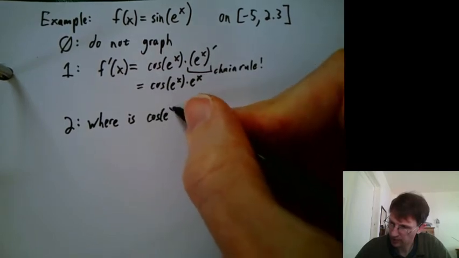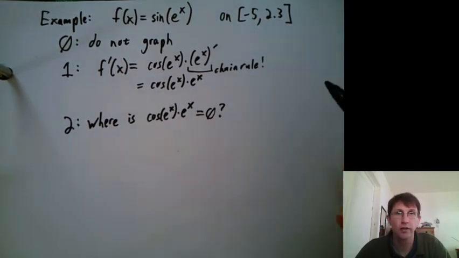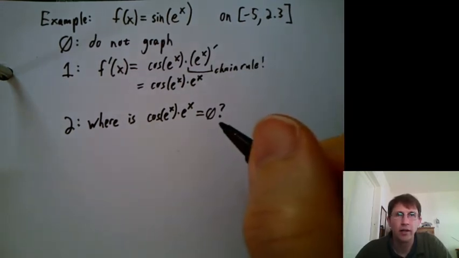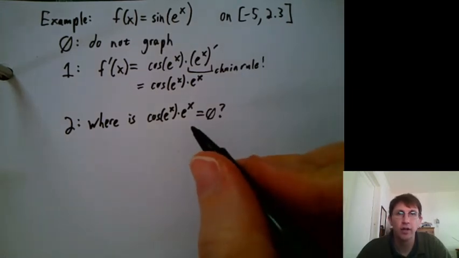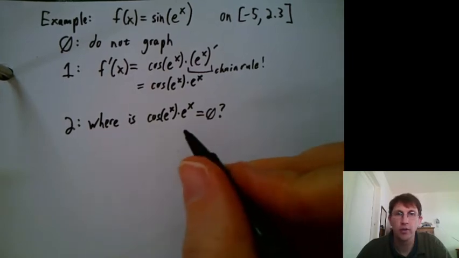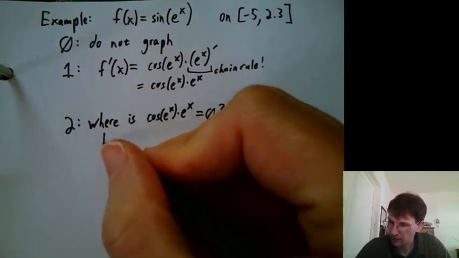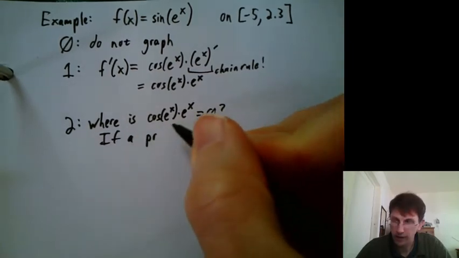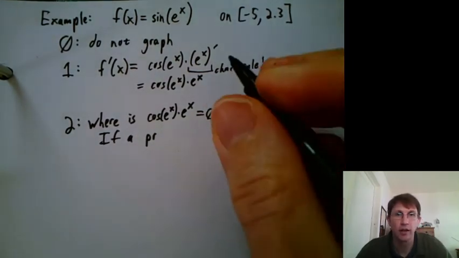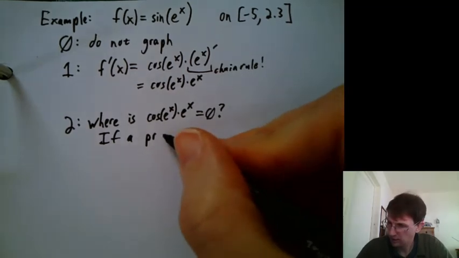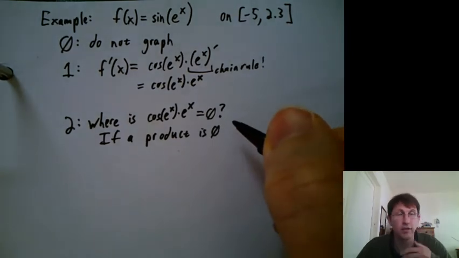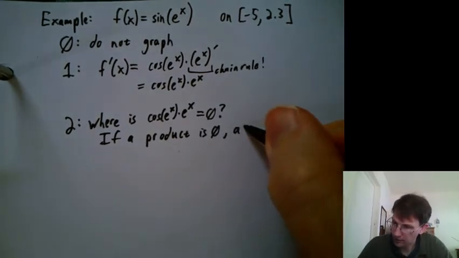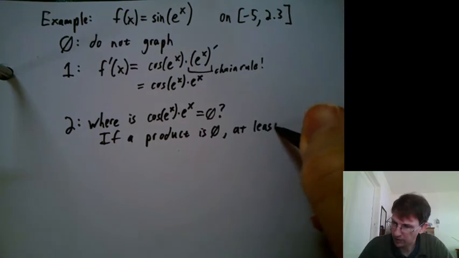So where is cosine e to the x times e to the x equal to 0? Wow, that looks complicated. I'm not going to be able to use the quadratic formula or anything like that. What we need to use is the principle that if a product is 0, then either one or the other or both of the factors have to be equal to 0. The only way to get 0 by multiplying is to have a 0 as one of the two things you're multiplying by. So if a product is 0, at least one of the factors must be 0.